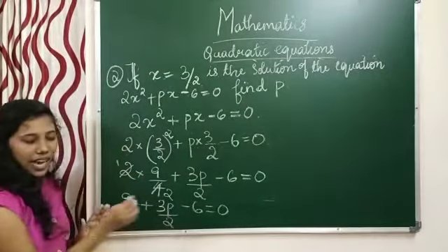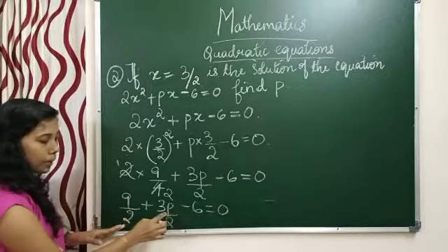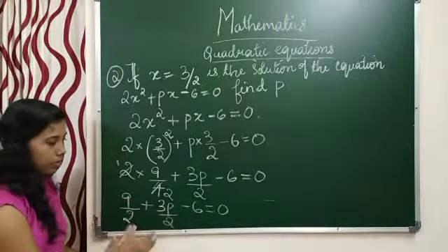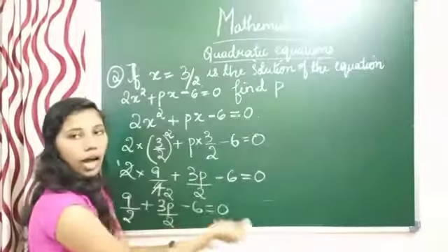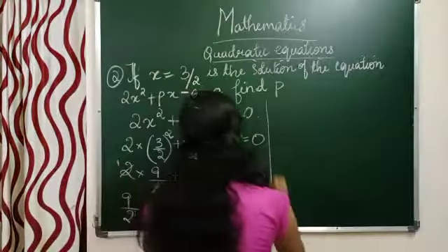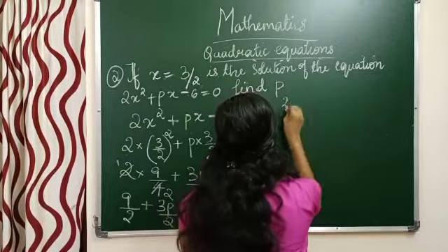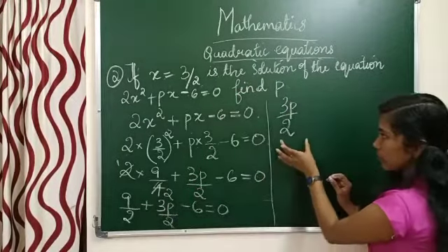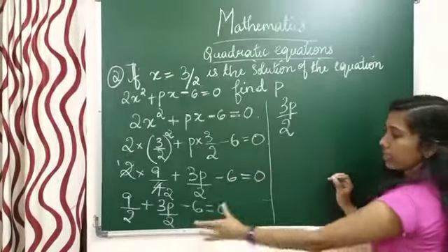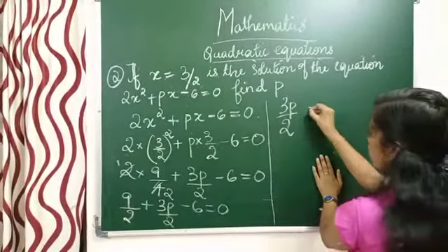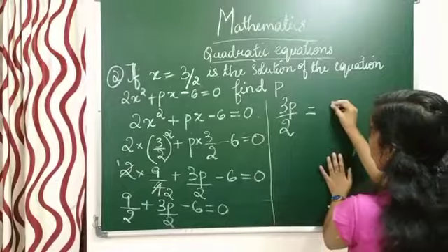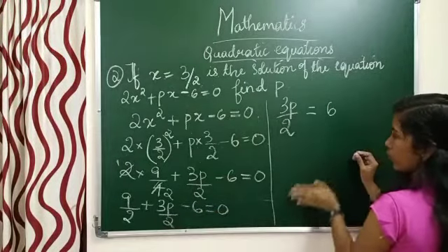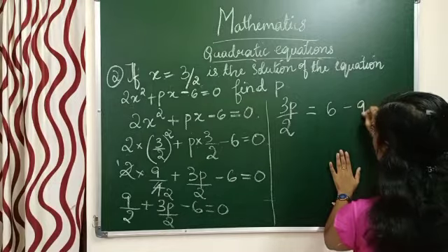From this equation we have to find the value of p. So the other numbers except the p term, we have to take to the other side. So it becomes 3p by 2. That is, the p term is put on one side and the other numbers are taken on the other side. It becomes minus 6, on moving to the other side becomes plus 6, and 9 by 2 moving to the other side becomes minus 9 by 2.